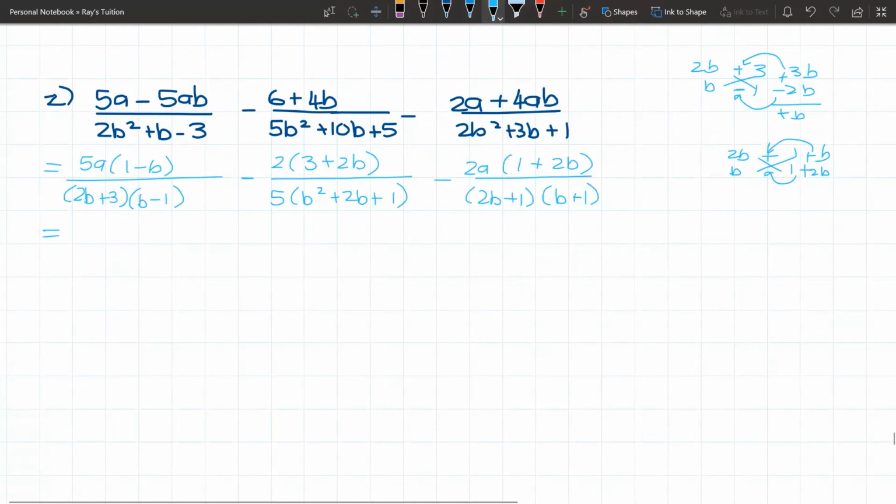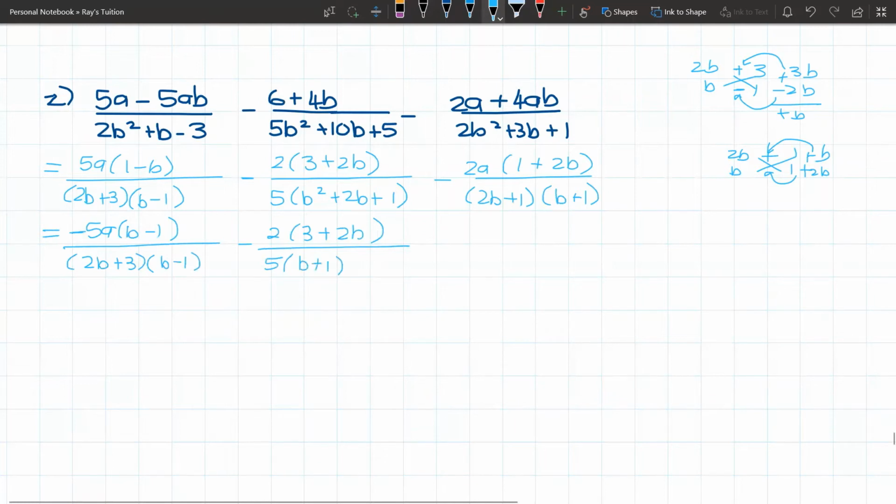Let's continue. I just want to factorize this denominator over here. So I'm just going to rewrite everything. 5a times 1 minus b all over, actually on this step here, I see there's a b minus 1 and a 1 minus b. You see the signs are different. There's a little trick that we can do to make the signs the same. We can change the sign of the term in front and then the signs become the same. So if you change the sign of the term in front, you can swap the sides of the brackets. Okay, this here I can see is a trinomial, which is b plus 1 times b plus 1. And this here is minus 2a times 1 plus 2b all over 2b plus 1 times b plus 1.